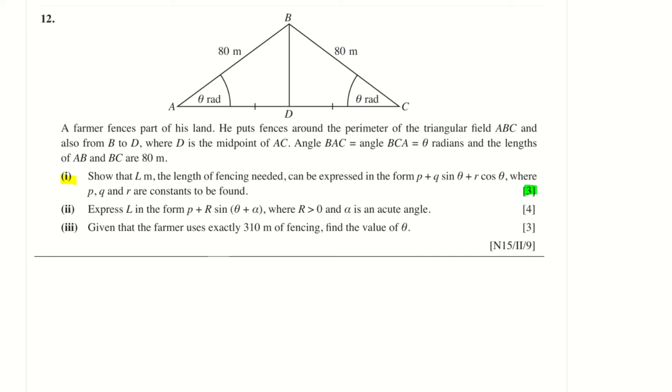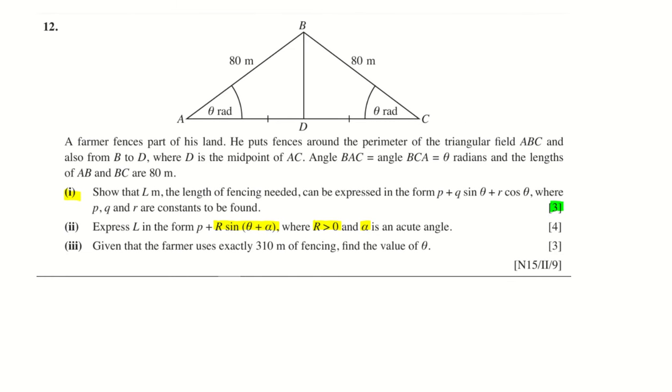Okay, this is an O-level question on R formula. How do I know this is an R formula question? Because they stated R sine, it's just R single sine. So when you see R positive, alpha is acute. This is an R formula question.